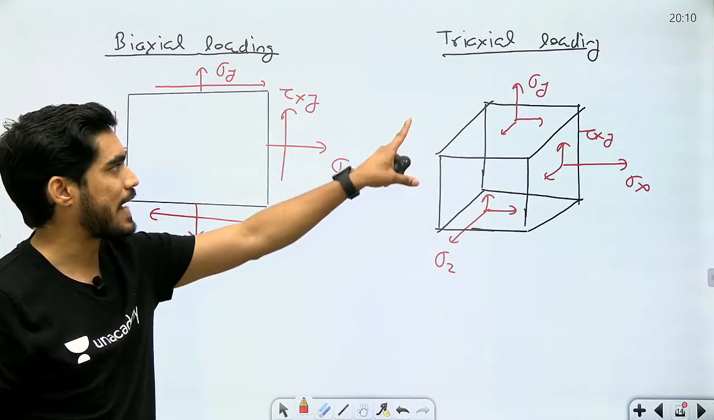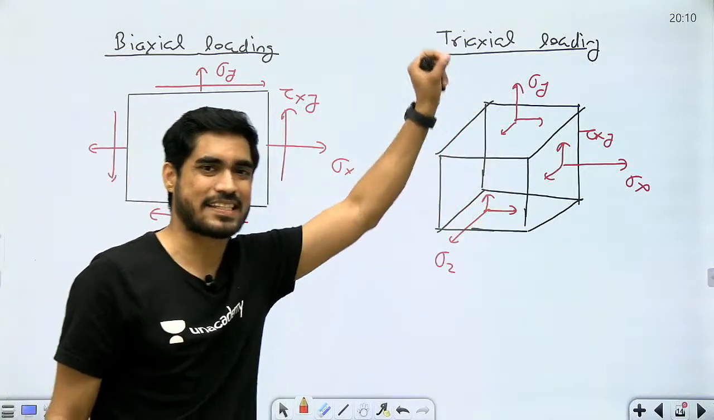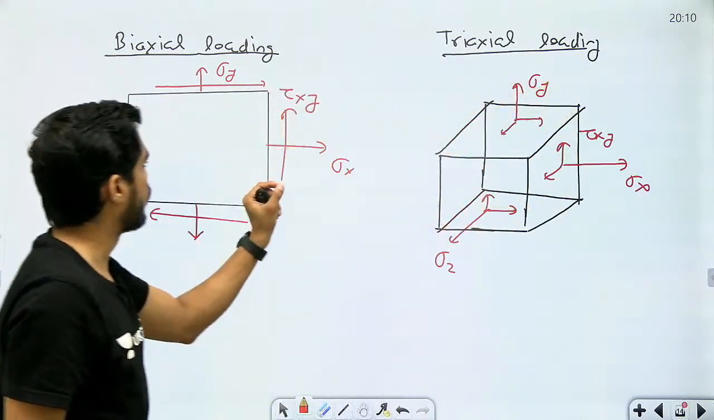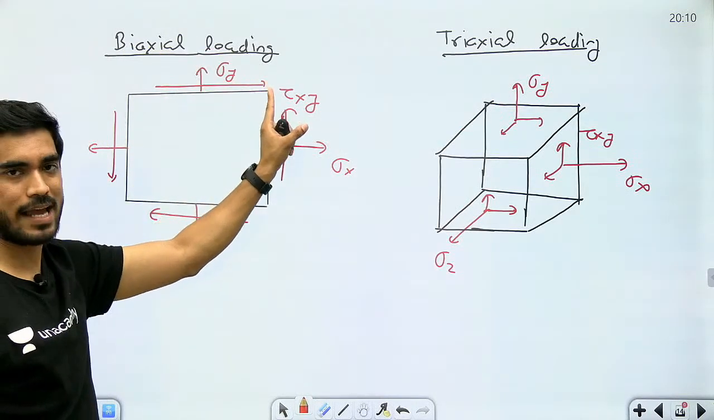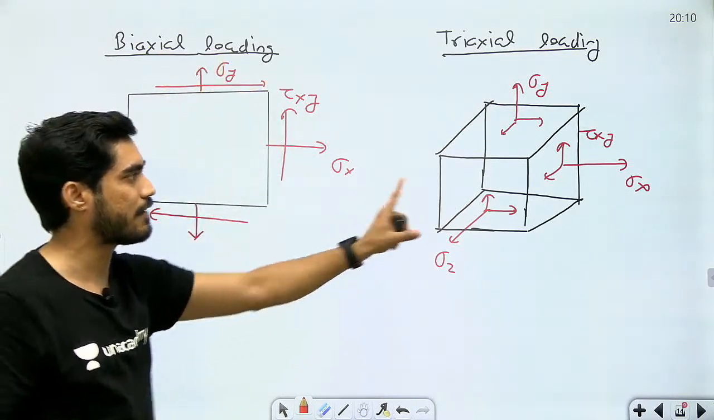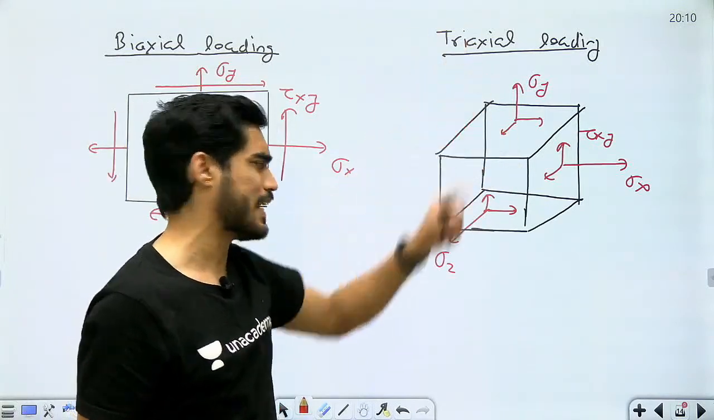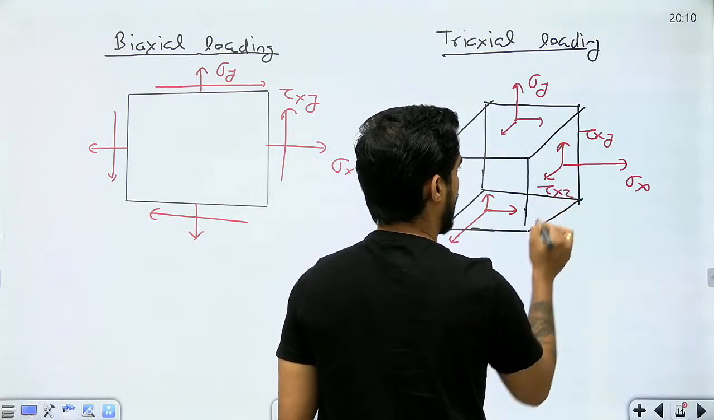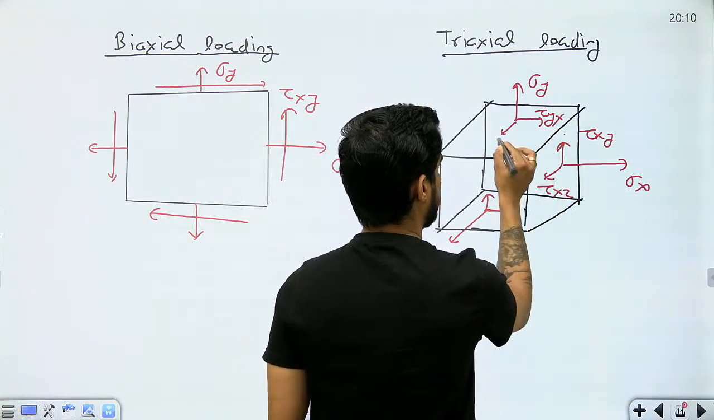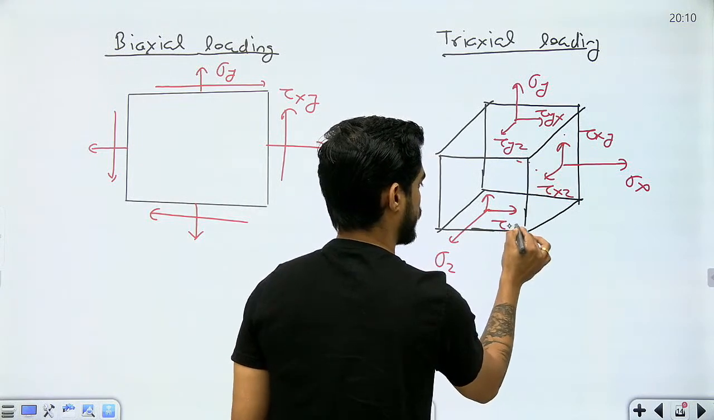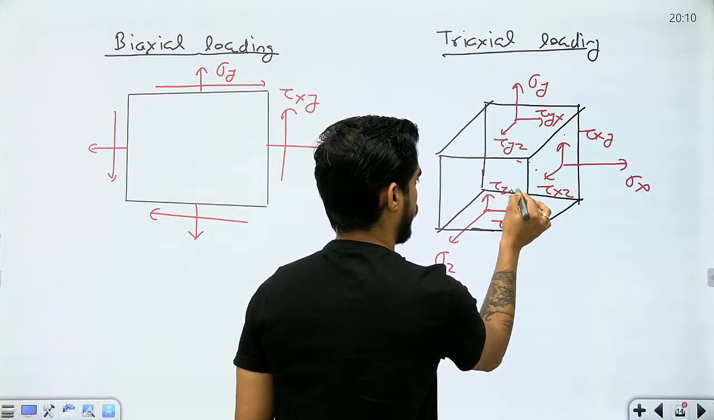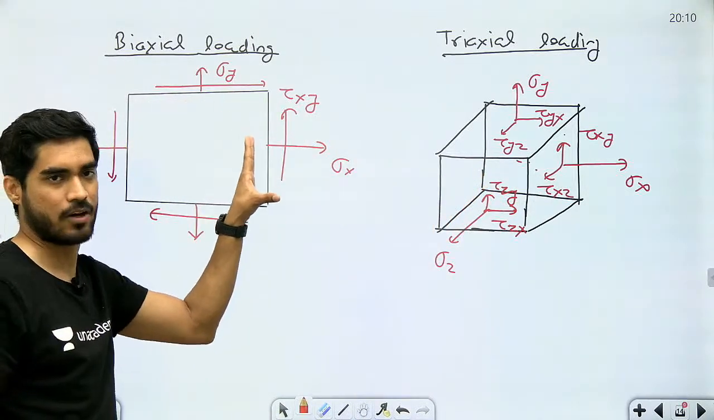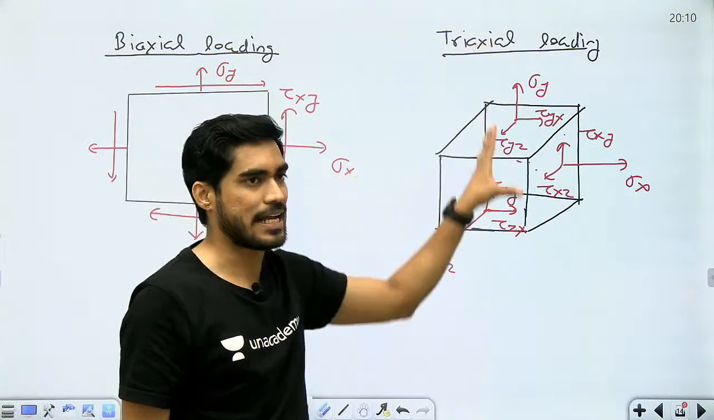So this is tri-axial loading where we have sigma x, sigma y, sigma z, tau xy, tau xz, tau yz. Here we only have sigma x, sigma y and tau xy, only stresses in x and y direction. Here we will have stresses in x, y and z direction. Let me fill it all so it will be clear. This is tau xy, this is tau xz, this is tau yx, this is tau yz, this is tau zx and this is tau zy. So there are 9 stresses here and 4 stresses here. This is biaxial loading, triaxial loading.